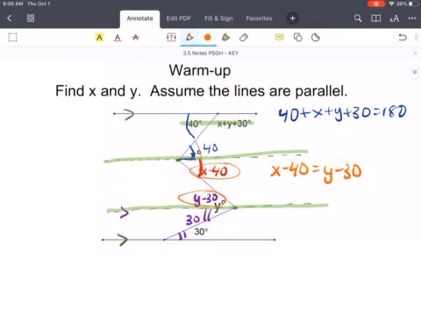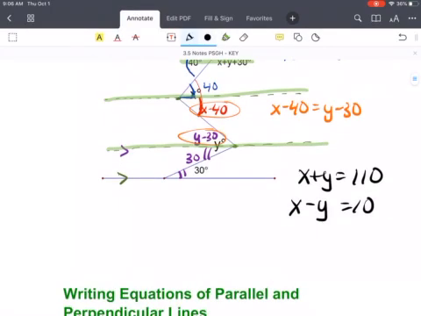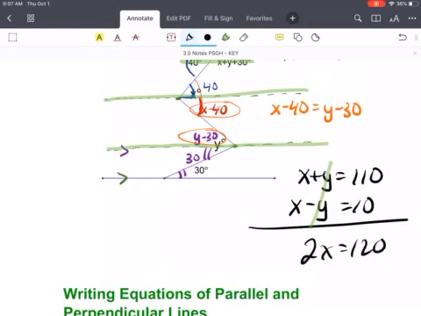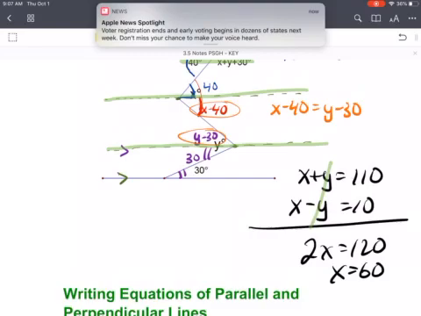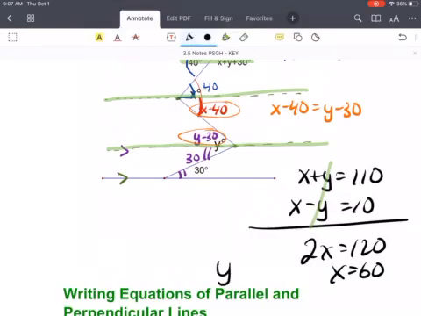So now I have my system of equations that I'm going to set up. I need to move my x's and y's to one side and set it equal to a number. So when I simplify the top one, I get x plus y equals 110. When I solve the second one, I get x minus y equals 10. And my y's are going to cancel, so I'm going to get 2x equals 120, which means x equals 60. And then when I plug that in, I'm going to get y equals 50.